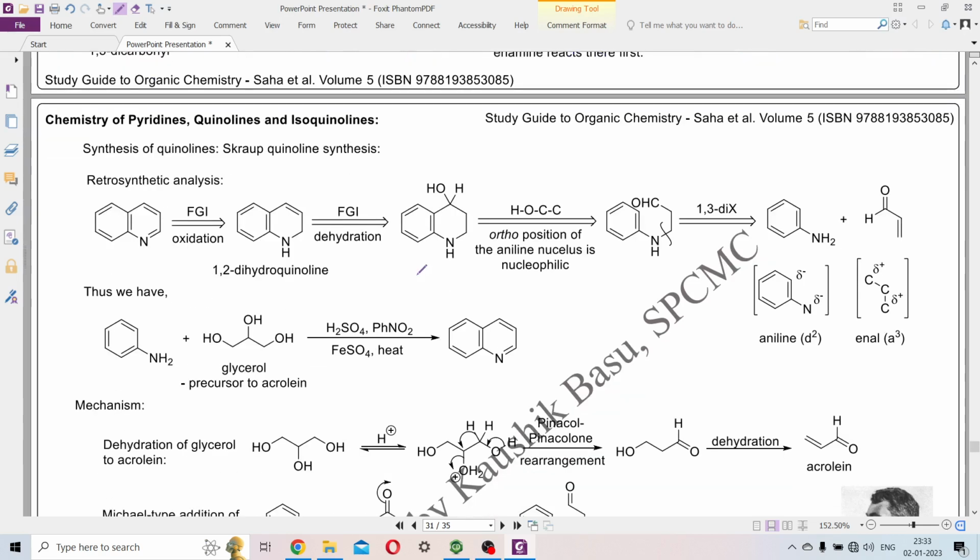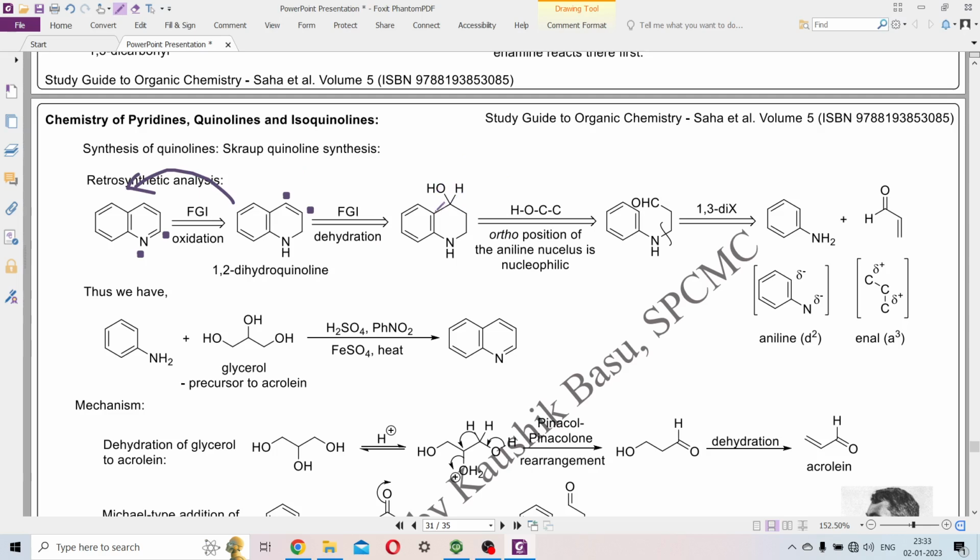Let us tackle the question of quinolines. The most famous synthesis of quinoline that we have is the Skraup quinoline synthesis. Let us do the retrosynthetic analysis. Add a couple of hydrogens here, one hydrogen here and one hydrogen here. So basically you need to do an oxidation. Once you have this 1,2-dihydroquinoline as your revised starting material, then add the elements of water, that is one OH fragment here and one H fragment here. So that gives you an alcohol.